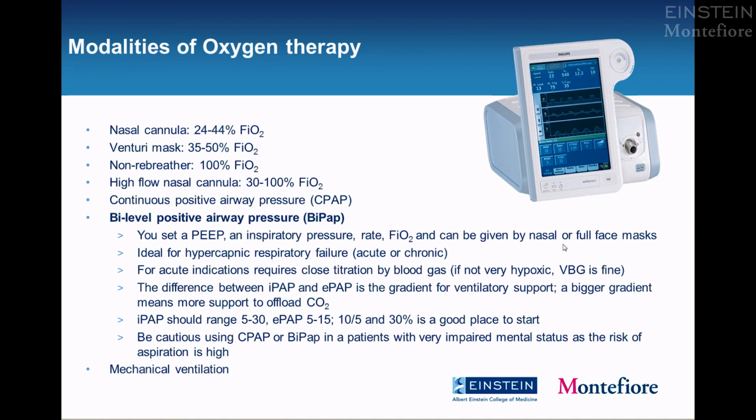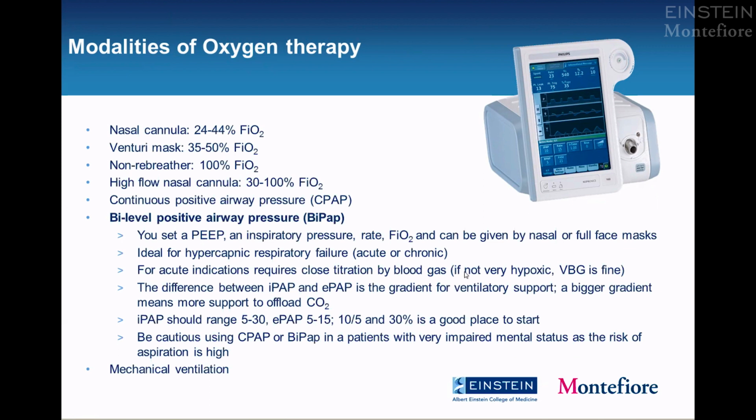And it can be given through a number of masks: nasal pillow, nasal mask, full face mask. It's ideal for patients with hypercapnic respiratory failure, either acute, chronic, acute on chronic. For acute indications in a patient who's not using BiPAP because they use it every single night for their obstructive sleep apnea, I would say be very, very careful, especially in the initial phase of their illness, that you're watching their blood gases carefully and making titrations, which I'll describe now, based on those blood gases.